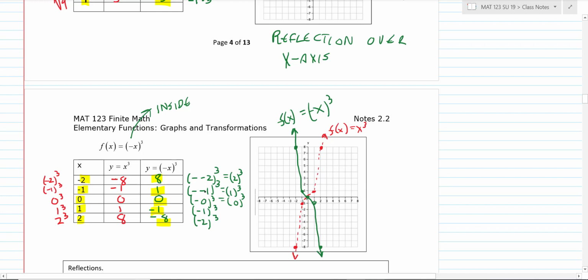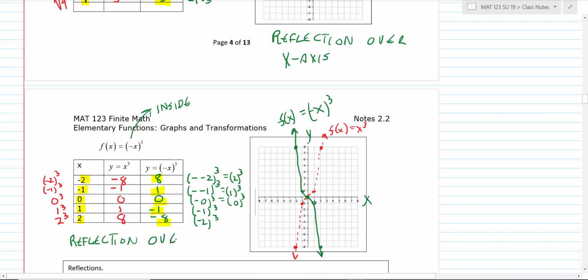A negative 1 is a 1. 1 to the third is positive 1. Negative 0, well, there isn't such a thing as negative 0. It's just 0. 0 to the third is still 0. And then this one, again, we're just plugging that 1 in. So you'd have negative 1 to the third, which is negative 1. And if you plug 2 in, you get negative 2 to the third, which is negative 8. So it reflected, but how did it reflect? Did it reflect over the y-axis or the x-axis? Yeah, it's the y-axis. So this one is a reflection over the y-axis.